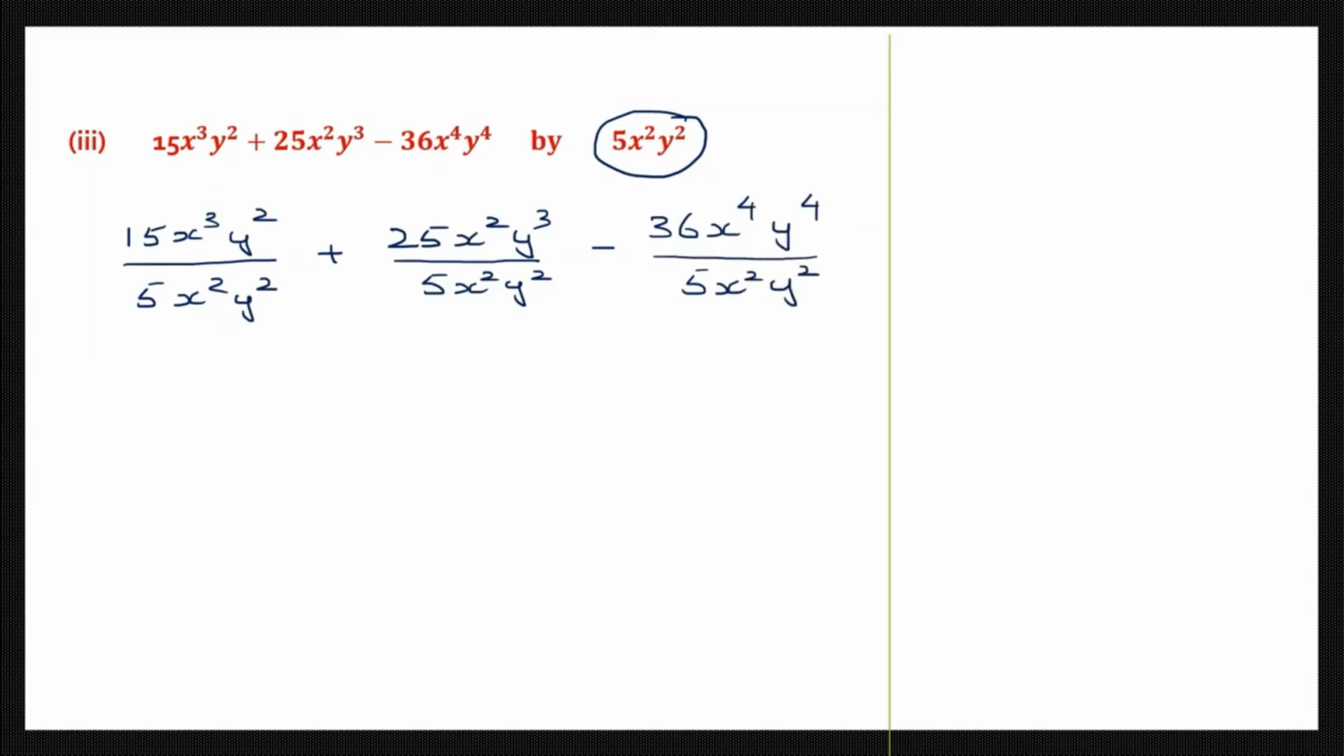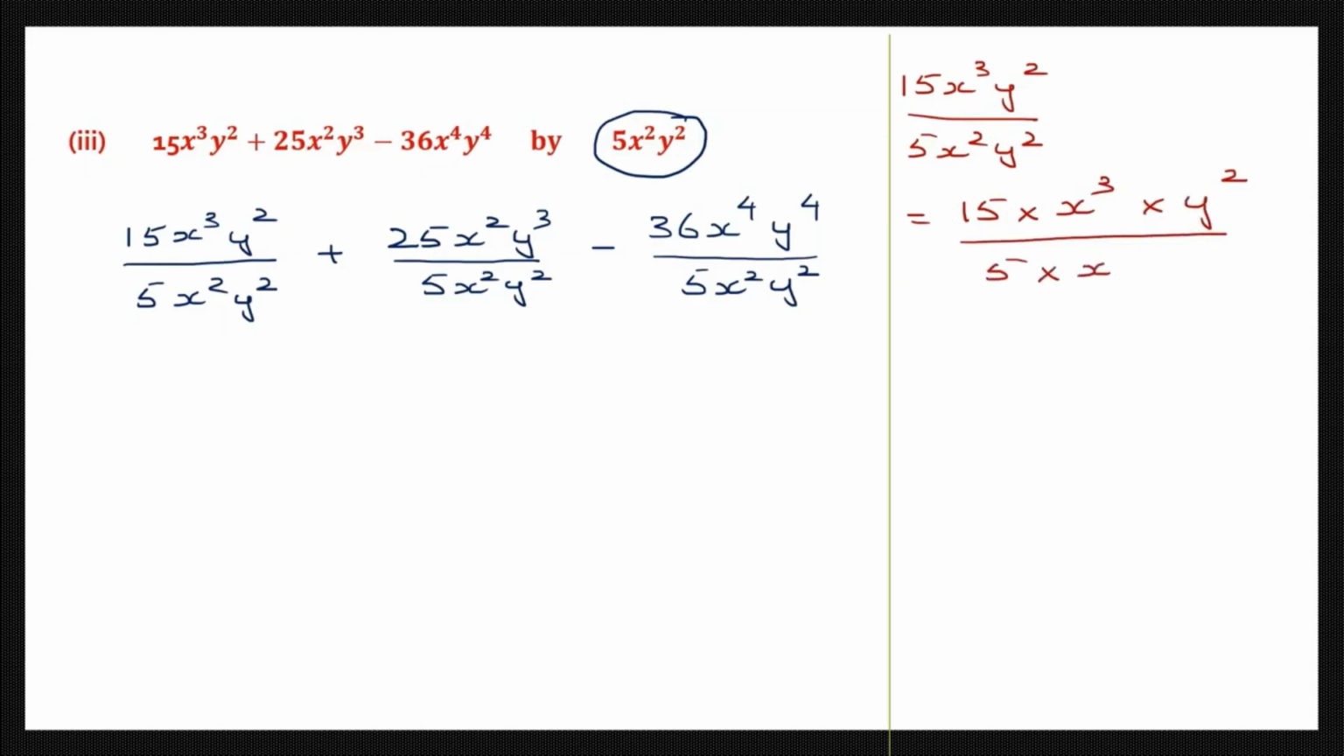So let's take each one separately. So let's take the first term 15x to the power of 3 y to the power of 2 by 5x square y square. So that is 15 into x to the power of 3 into y to the power of 2 by 5 into x to the power of 2 into y to the power of 2. So let's cancel. We can cancel 5 and 15. 5 threes are 15. So that is 3 into x to the power of 3 minus 2 into y to the power of 2 minus 2. So, and in the denominator it's 1.